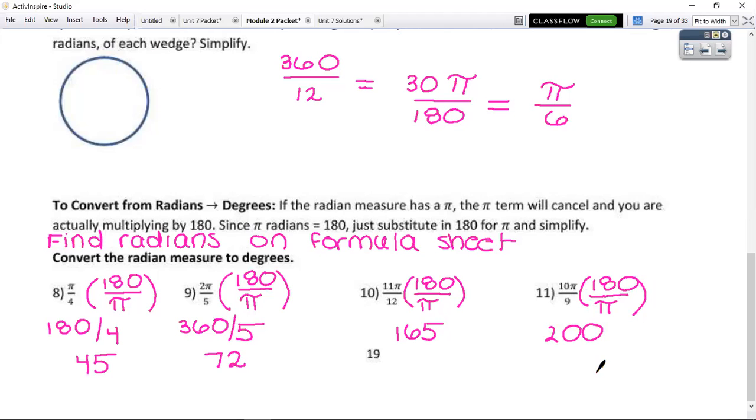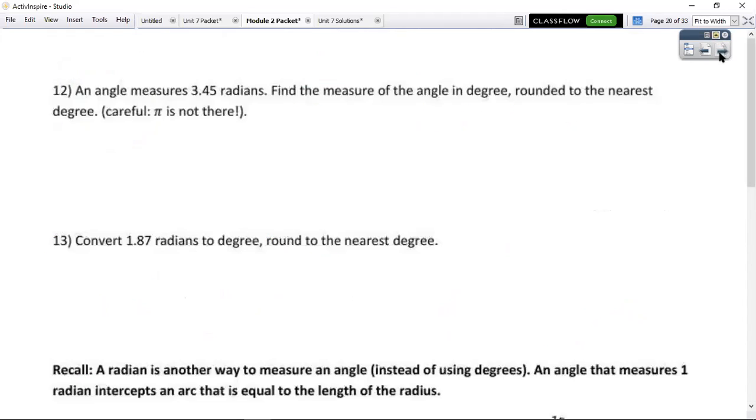How you guys feel on those first couple? Are they okay? Good. Yep, so it's just a different conversion. It's kind of like when you take a measurement and you compare inches versus feet. So it's a different alternative way to measure an angle. And we use it typically with all these trig applications.